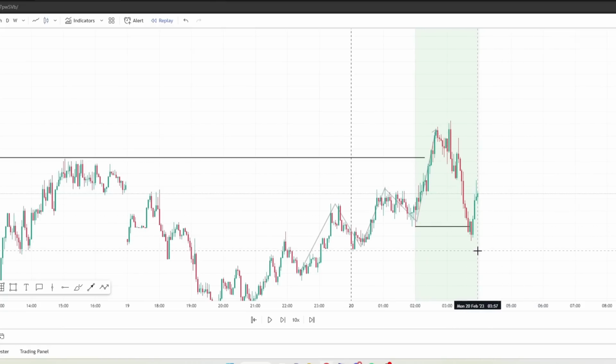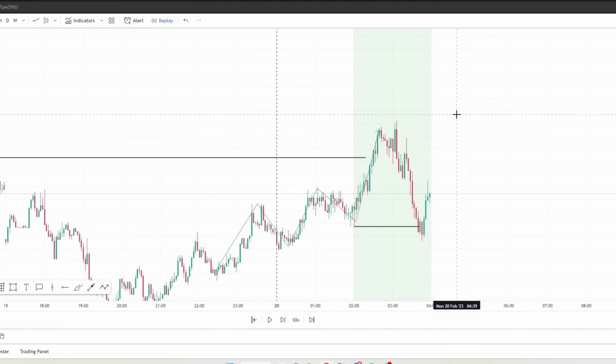So there was significant reaction. ICT refers to it as a displacement. That is a significant displacement. You can see it's about 17 pips, which is significant. What a lot of people do is they will create their entry criteria to only have a minimum of 15 pips displacement before they consider the entry. That's something you can add if you would like, right?